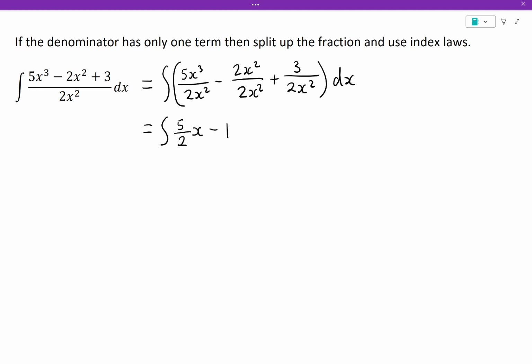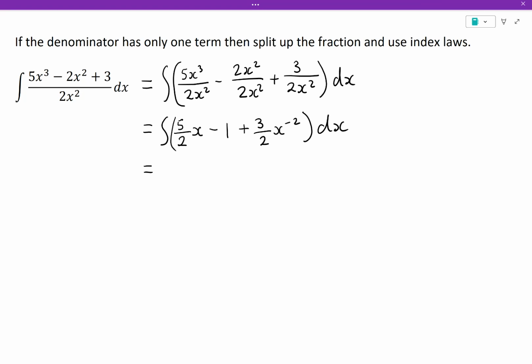Okay, so we're going to have to rewrite it using indices laws again. And this time it's going to be plus 3 over 2. And to bring the x up to the numerator, we're going to have to make the power negative. So we'd have negative 2 like that. Now we've written every term in the form ax to the power of n. Now we can use the fact that when you integrate, you add 1 to the power and you divide by your new power. Okay, so let's go through and finish this off.